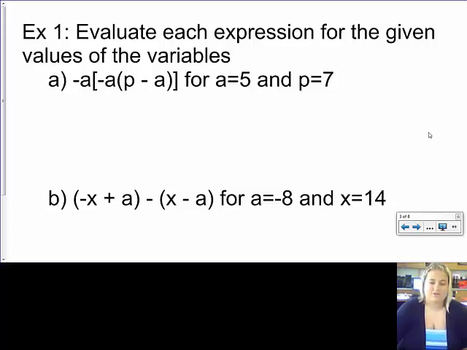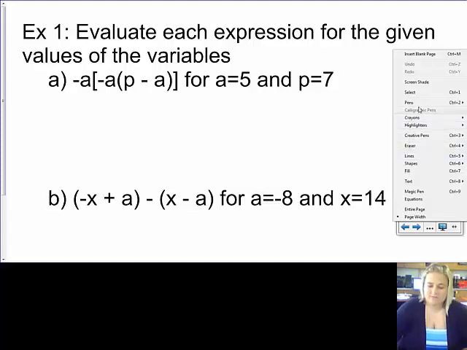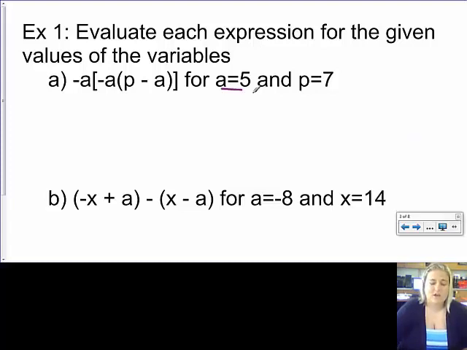So for A, they want us to substitute. Instead of A, they give us 5, and instead of P, they give us 7. So anytime that we substitute, it's very, very important to always remember that when we substitute for a variable, we always use parentheses. So I have negative.